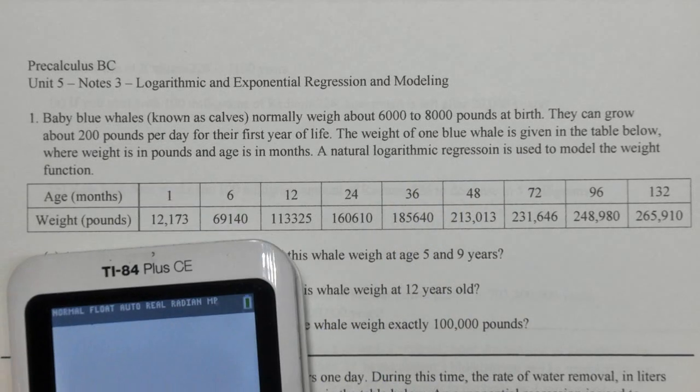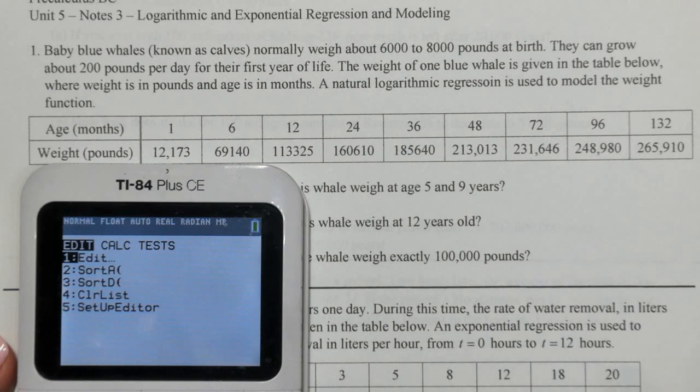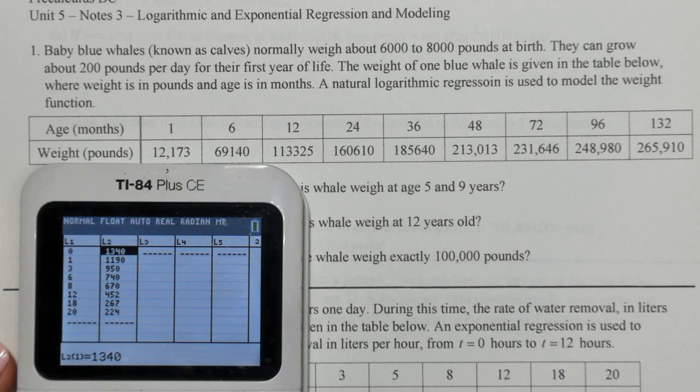So I'm going to go to my stat mode and I'm going to edit my lists. I'm going to clear out what's there and then get ready to input. So my age is going to be my L1 and the weight is going to be L2. So I'm going to put those in. You put them in your calculator as I'm putting them in mine. We'll try to be as careful as we can.